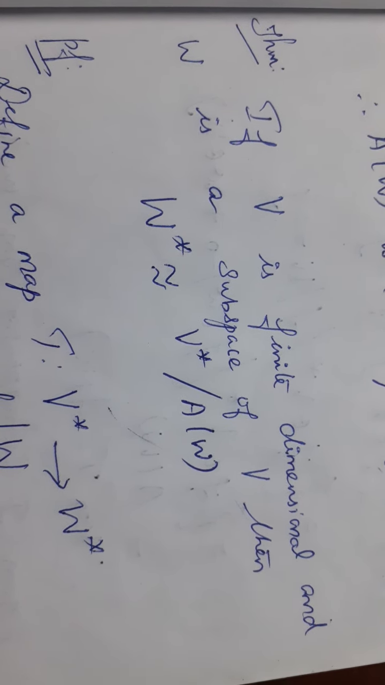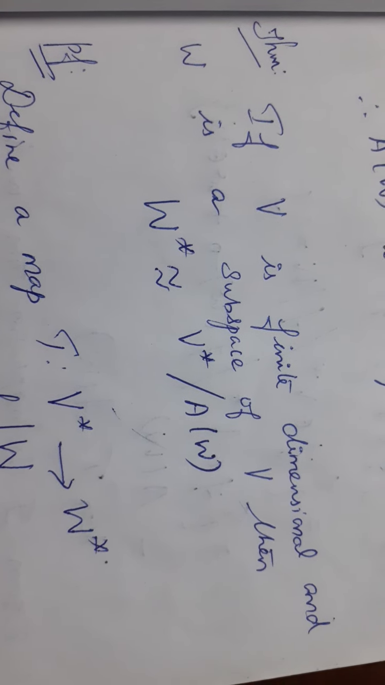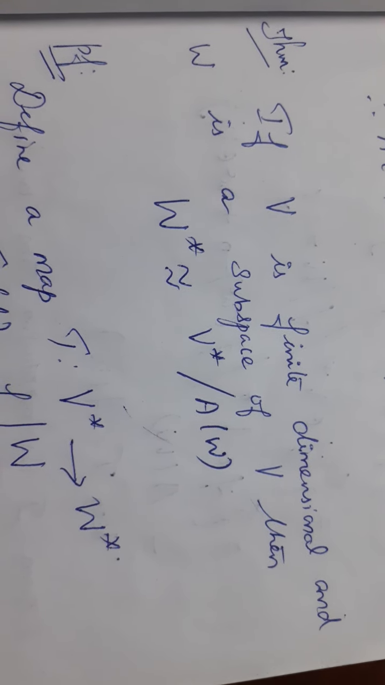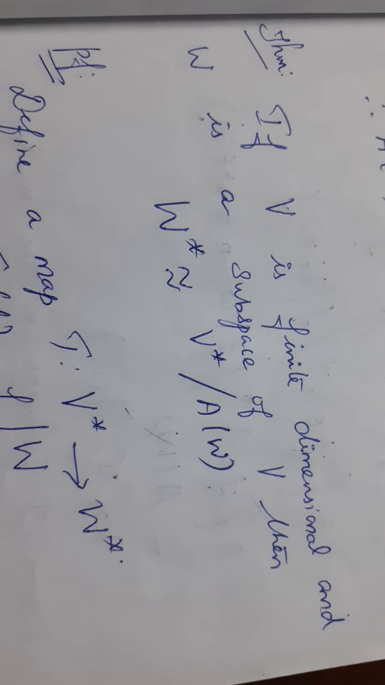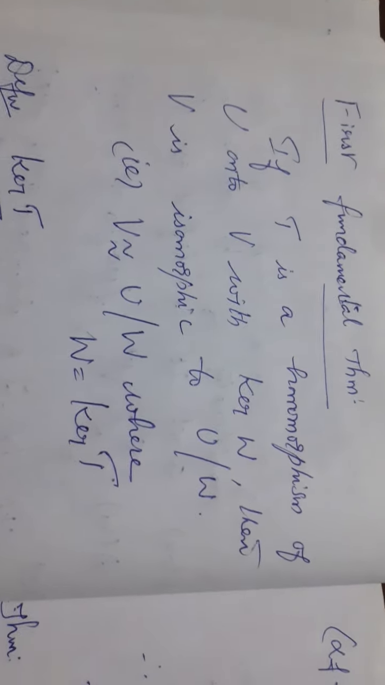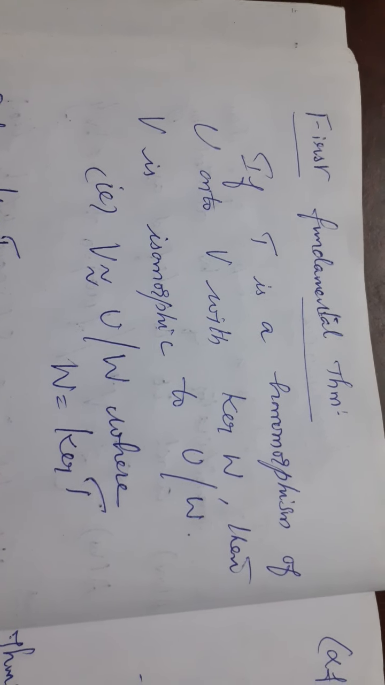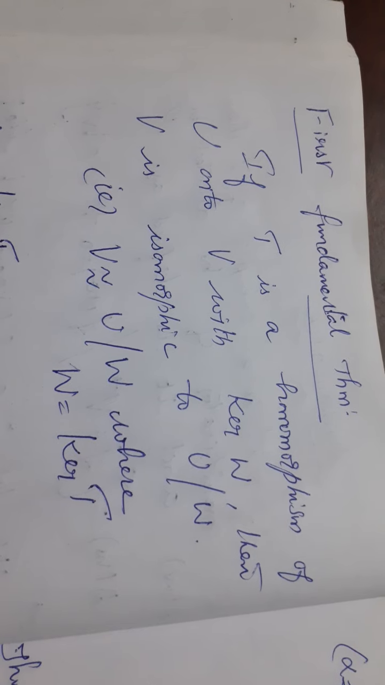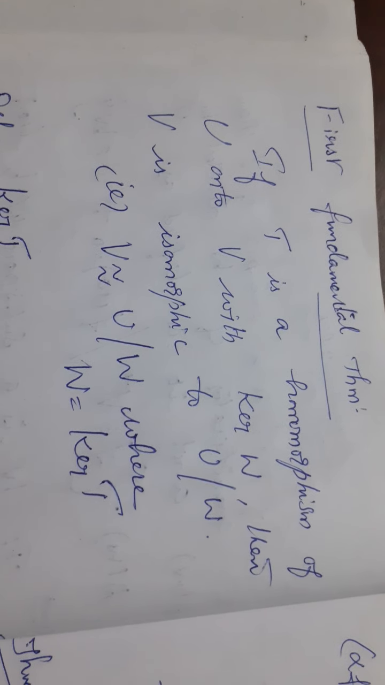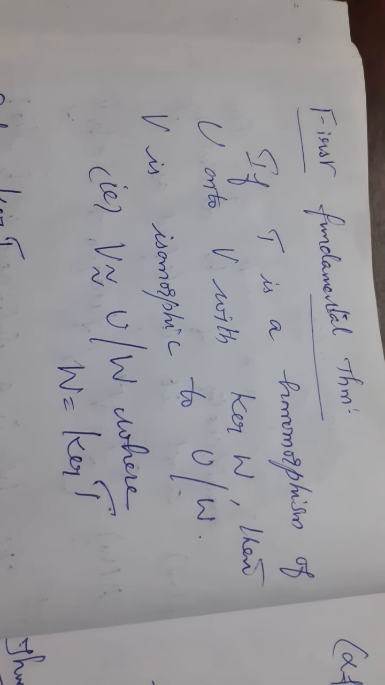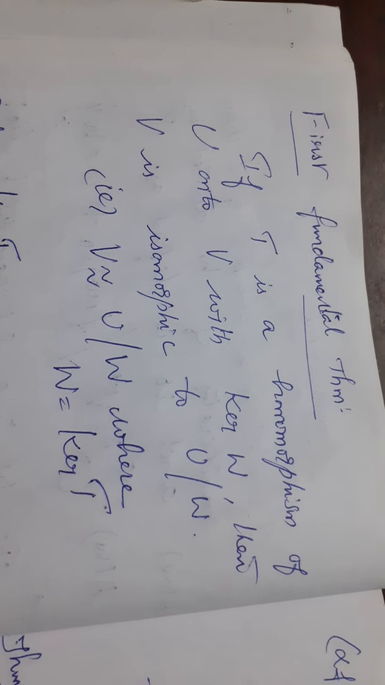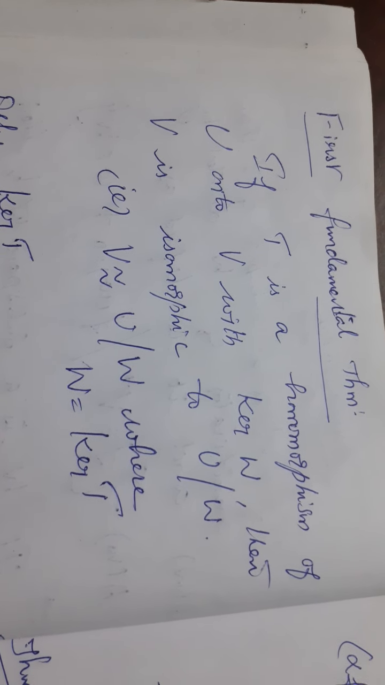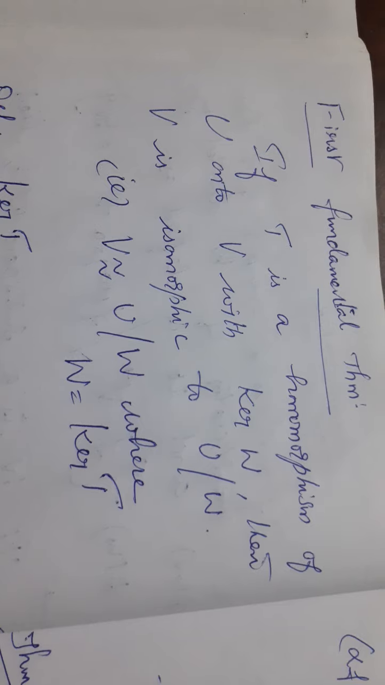If V is finite dimensional and W is a subspace of V, then we are going to prove W star is isomorphic to V star by A of W. For proving this theorem, we are going to make use of the first fundamental theorem. The statement is, if T is a homomorphism of U onto V with kernel W, then V is isomorphic to U by W, where W is the kernel of T.